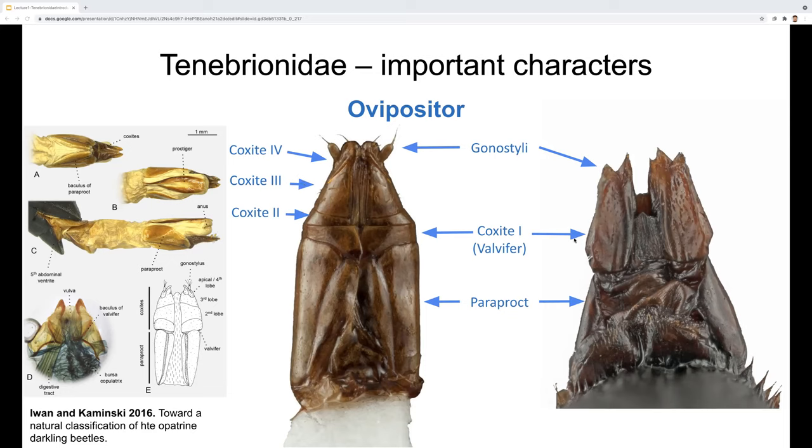And then the coccytes are either not subdivided or they are subdivided into up to four sections. Then we have the gonostyli, which are inserted into the fourth coccyte, if they are subdivided, or the terminal coccyte, I should say. The structure and the positioning of that gonostyle insertion is important. And there are a few images here that help orient you to some of this.